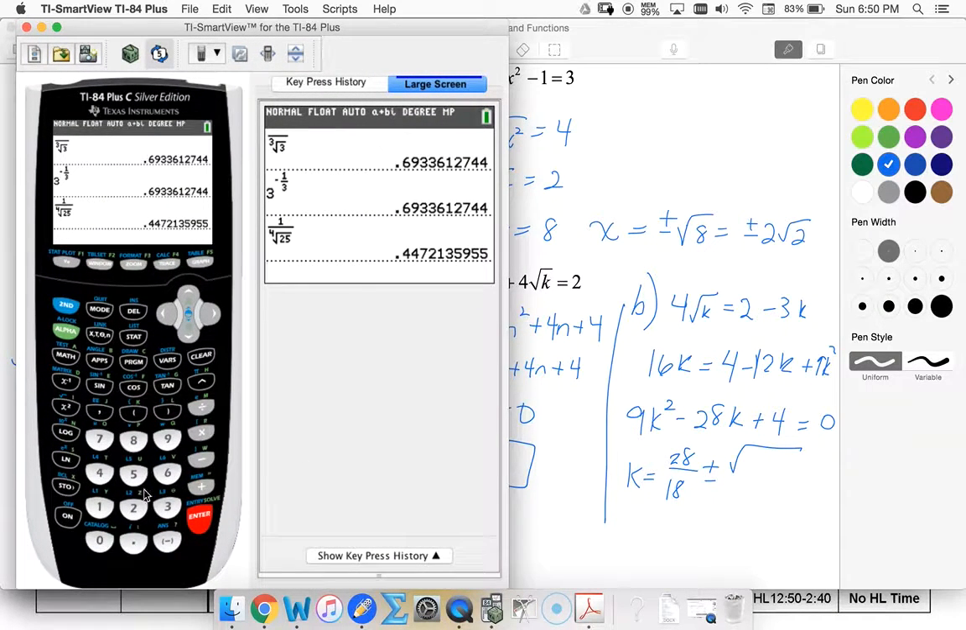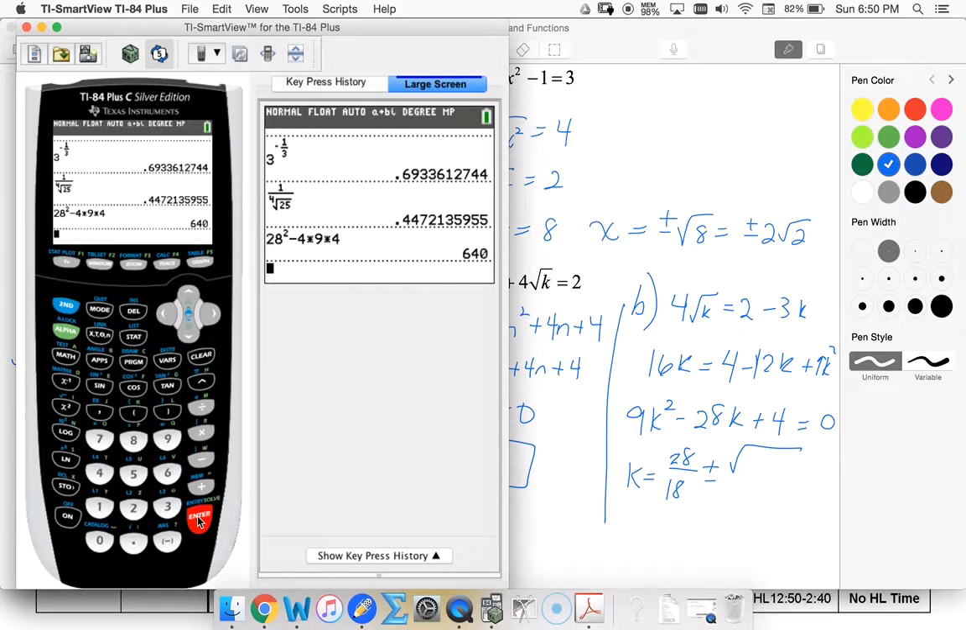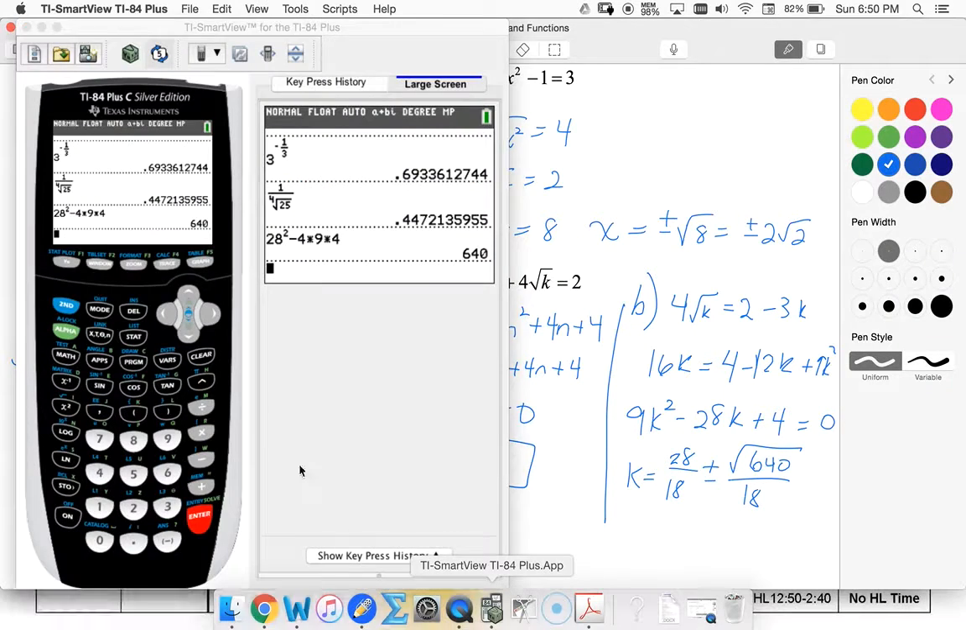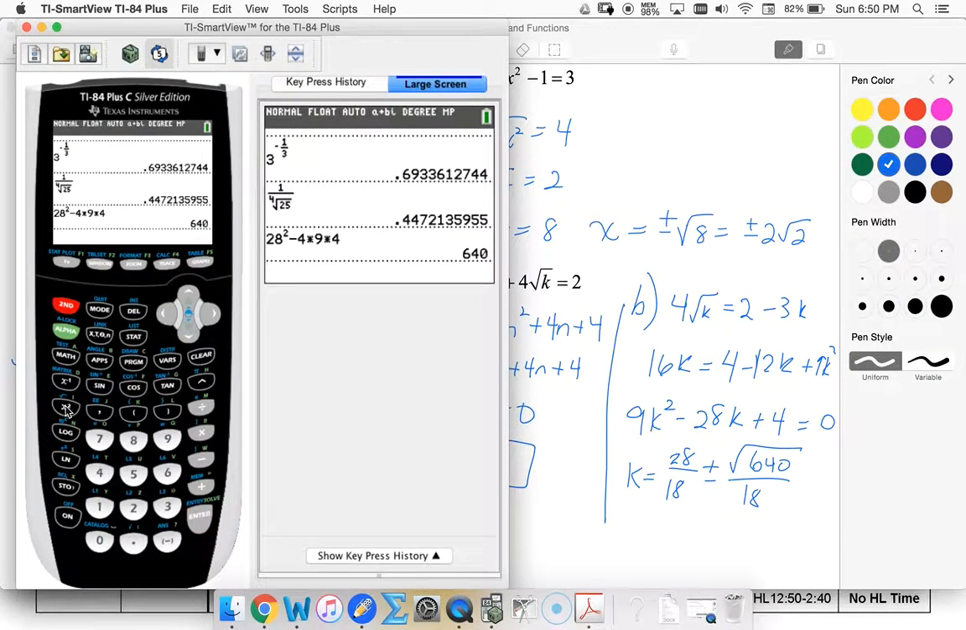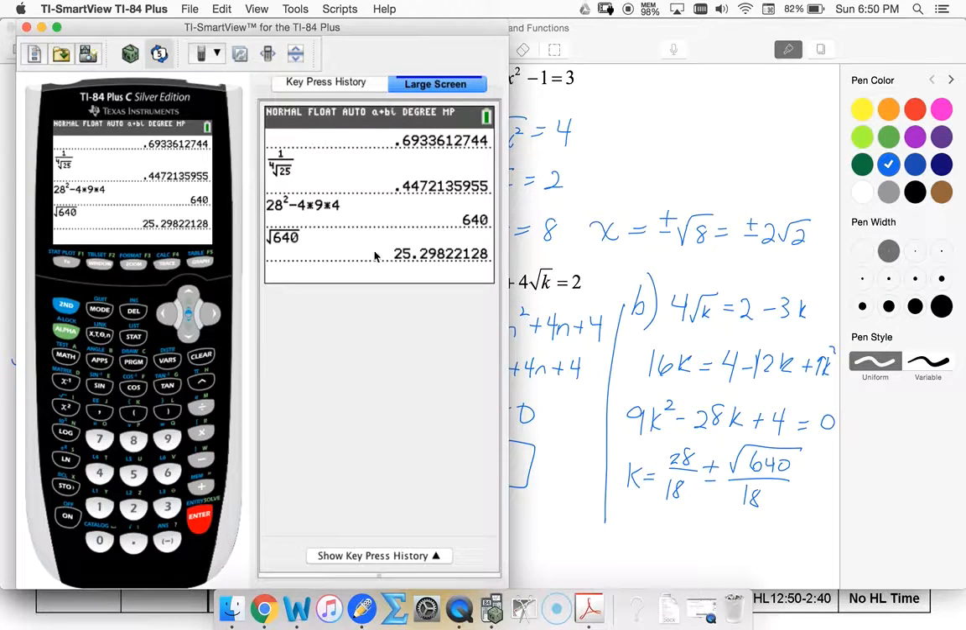So 28 squared minus 4 times 9 times 4, 640 over 18. Now, if this had factored, 640 would be a perfect square. Let's see if it is. All right, so I was correct in thinking that it didn't factor. I can simplify this down.